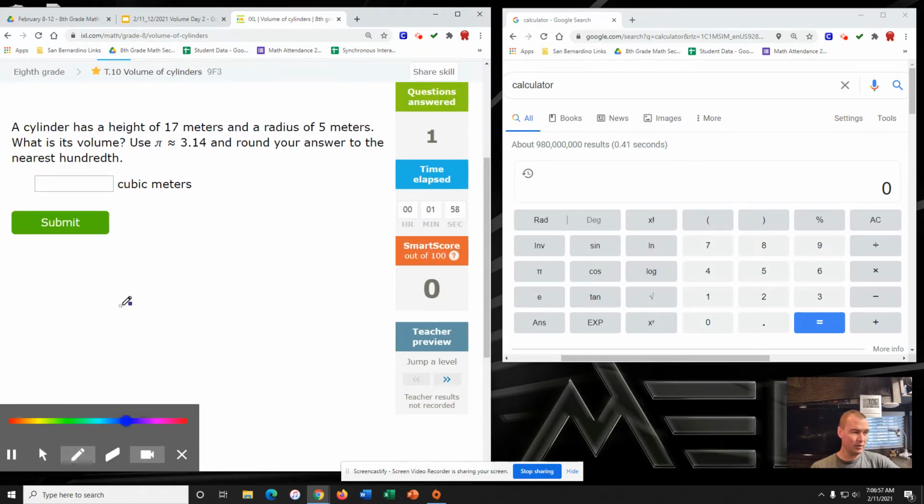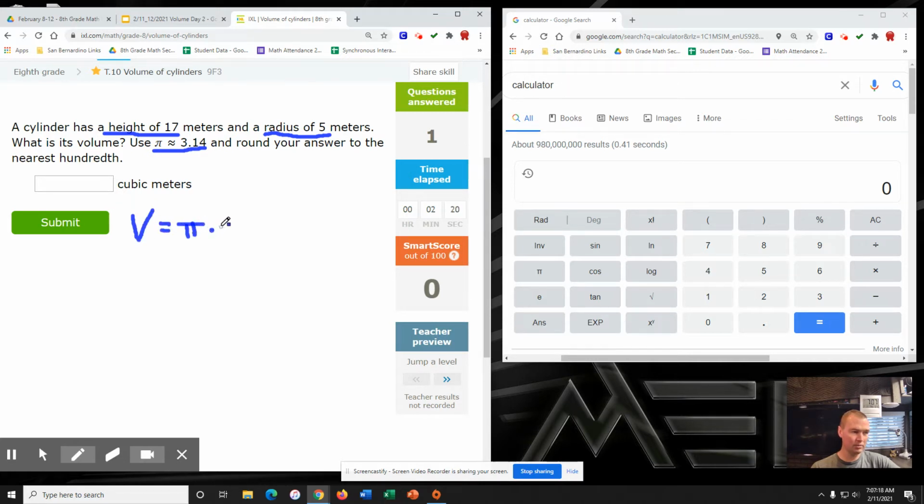First problem. We're going to find the volume of a cylinder that has a height of 17 meters. So I'm going to annotate height of 17, a radius of 5 meters. What is the volume? We need to know that pi equals 3.14 and round our answer to the nearest hundredth. Okay, so use the formula: volume equals pi times radius squared times h. The first step is just to plug in what you know. Volume is the only thing we don't know because that's what we're looking for, and we're going to use 3.14 for pi.